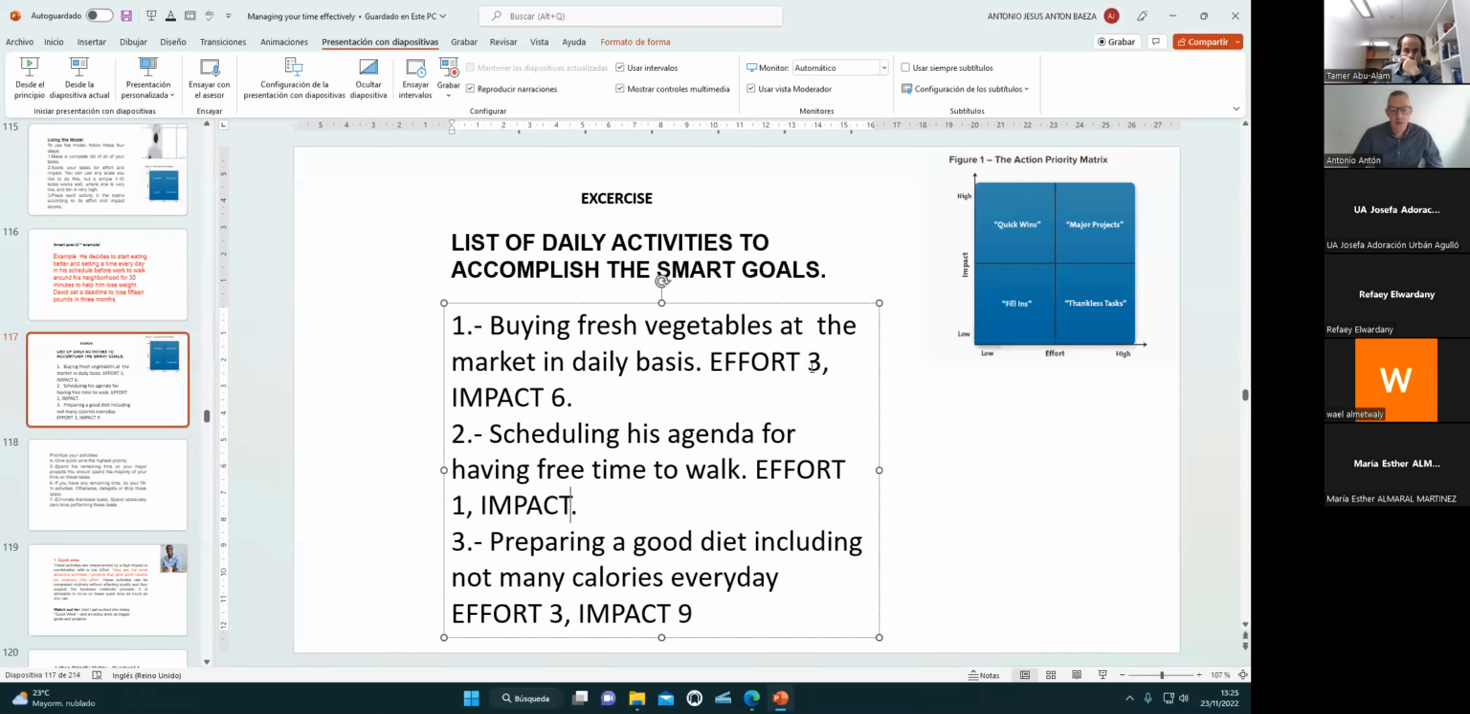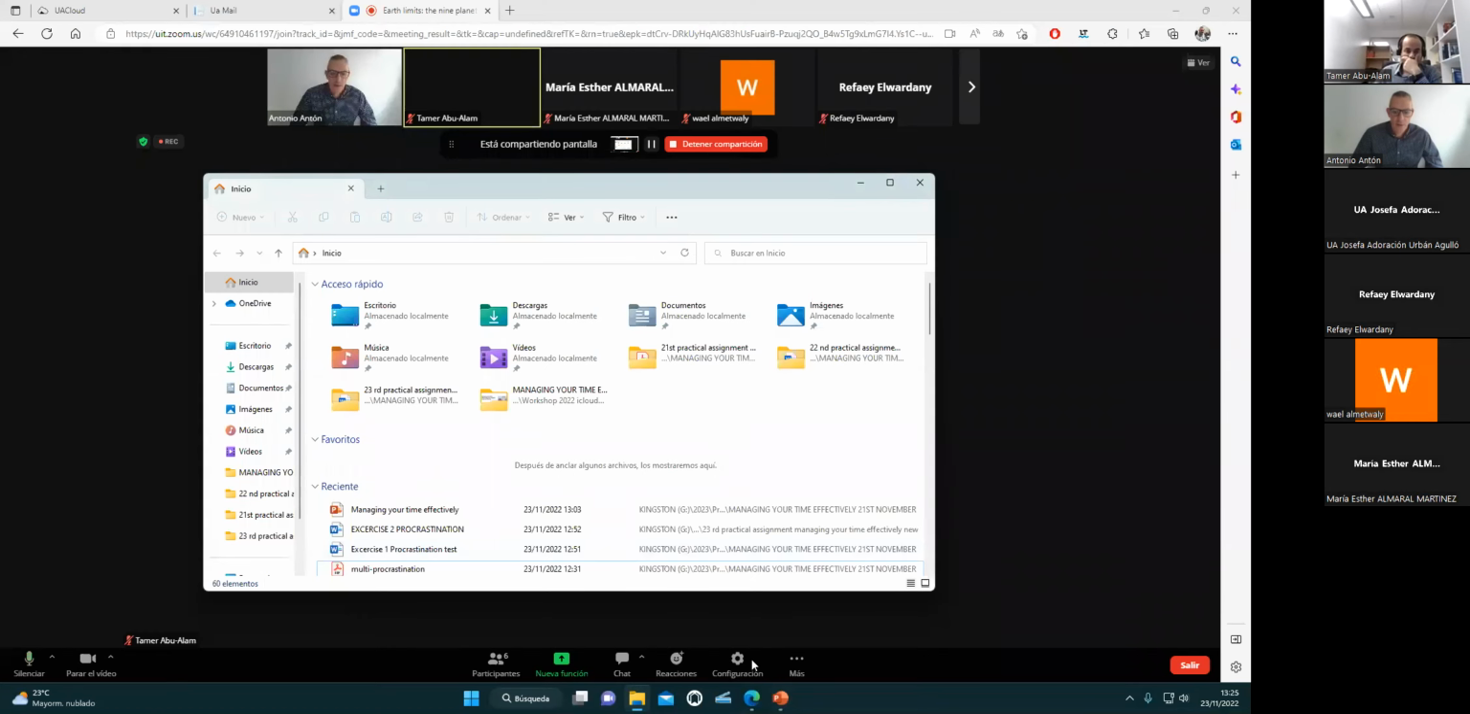If, for instance, Daniel thinks that this activity, buying fresh vegetables, involves a lot of effort because for any reason he doesn't like going to the market, we might change it, create effort, perhaps 7, and impact is 6. It will be in major projects. It was here, major projects. Do you understand? I'm going to come back. Do you understand the way to analyze this?